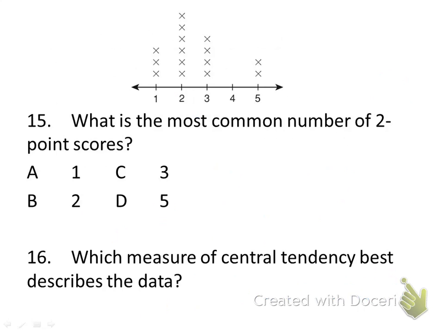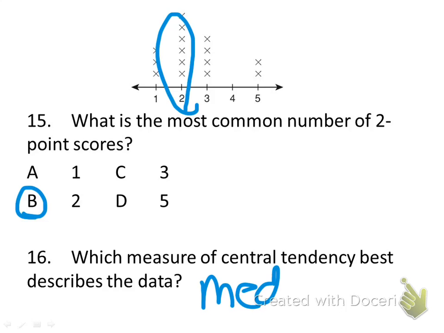Number 15, what is the most common number of 2-point scores? And the correct answer is B, 2. Clearly shown by 2. Which measure of central tendency best describes the data? Once again, that would be median. The median is the best to describe the data.